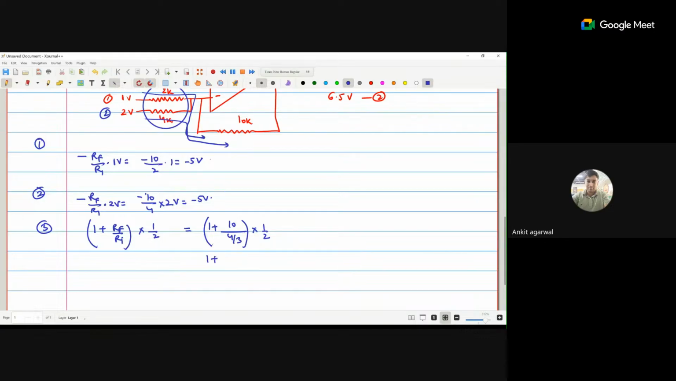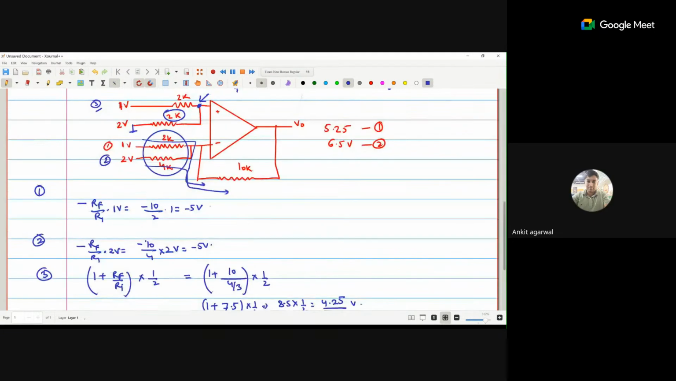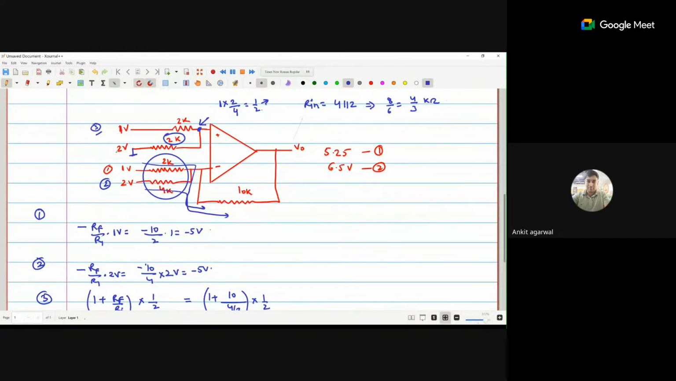So 1 plus 7.5 into 1 by 2. So 8.5 into 1 by 2. That is 4.24. And because of the fourth circuit, this is the fourth one. Okay, so this one is grounded.